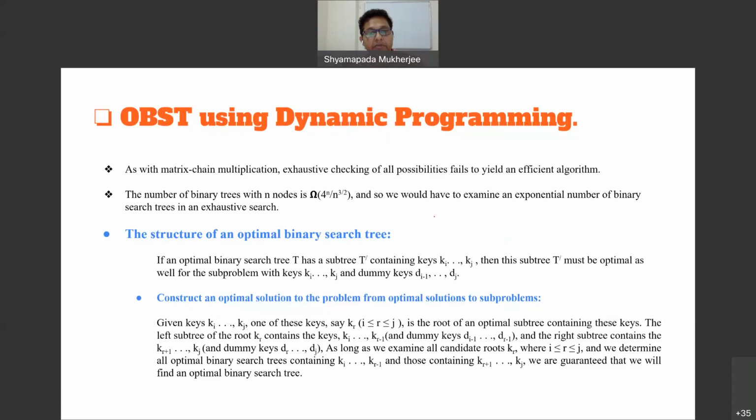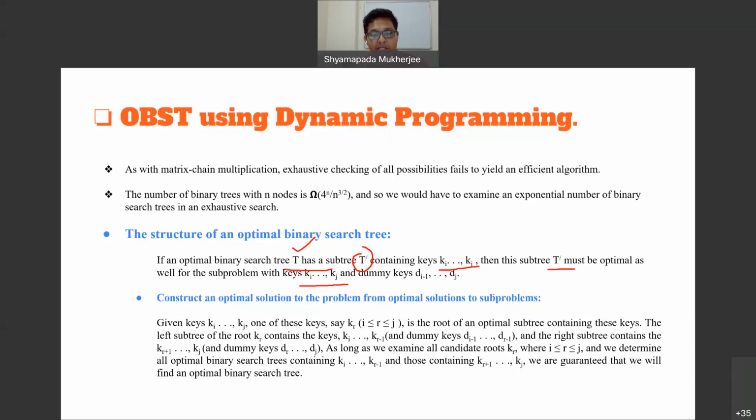Before starting that, what we need to see is whether the problem has the optimal substructure property. That means an optimal solution to a problem contains optimal solutions to the corresponding subproblems. Here we are talking about a binary search tree. Suppose T is a binary search tree, and T dash is a subtree of this, containing nodes Ki to Kj. If T is optimal, then all the subtrees of T must be optimal. So T dash must be optimal with keys Ki to Kj and dummy keys Di minus 1 to Dj. If this happens, then we can say that the optimal binary search tree problem holds the optimal substructure property.